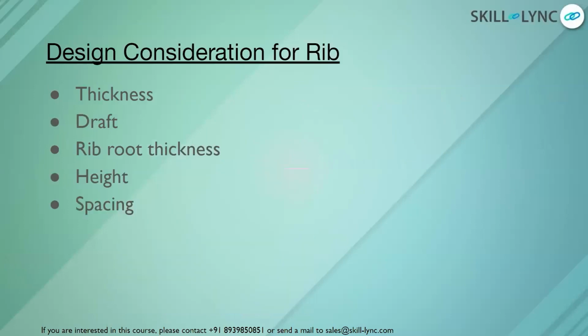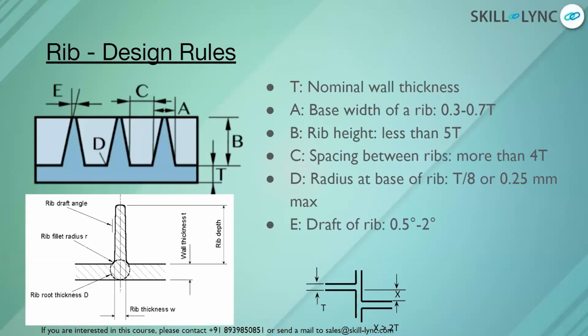Some other design considerations for ribs are the thickness parameter, the draft, the rib root thickness, the height, as well as the spacing you provide when there are multiple ribs. Basically these are some of the nomenclatures. You can see some of the parameters here. The bottom wall thickness T is basically the plastic thickness, the value we generally provide for plastic, which is in the range of 2.5 to 3 mm.